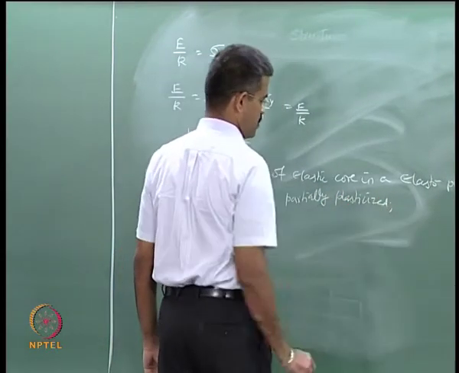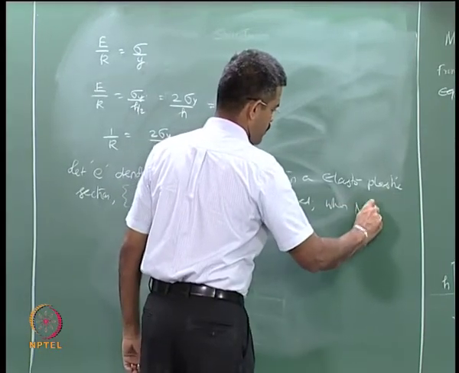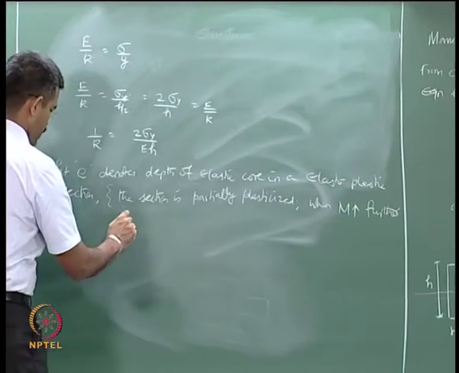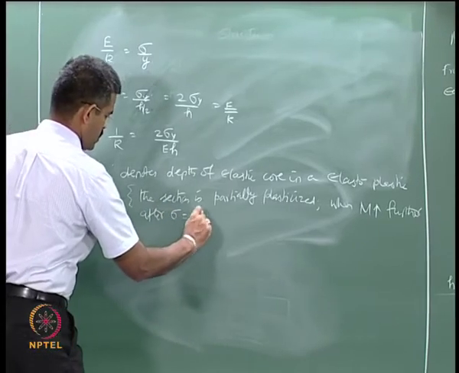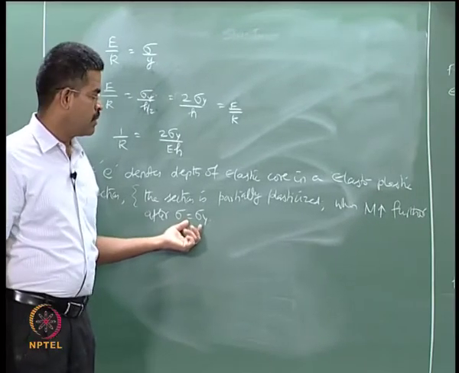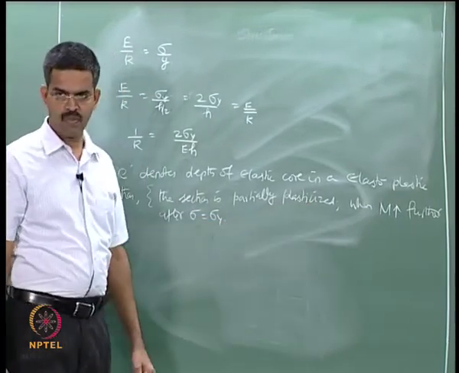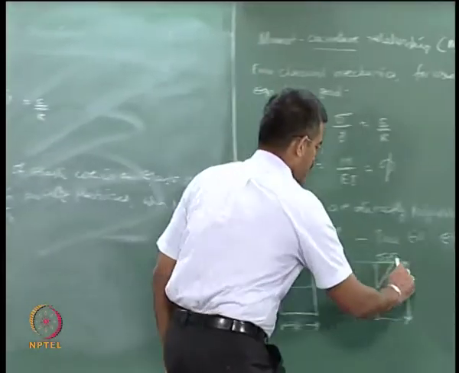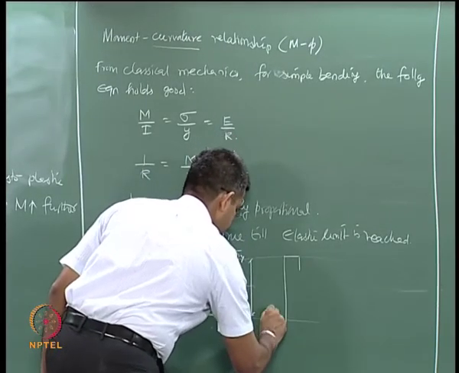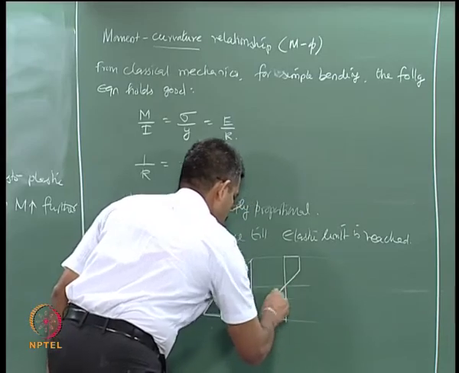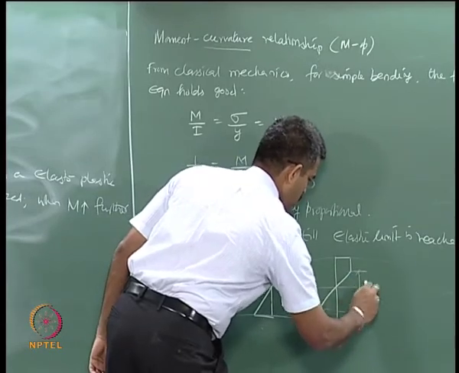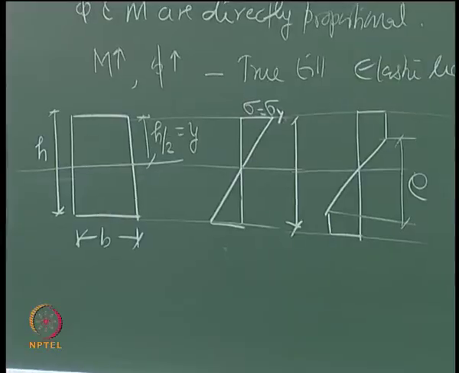And when will this happen? This will happen when M increases further after stress reaches the first yield. After the stress value reaches the first yield, plasticization will start. So, the stress strain diagram will start getting modified like this, as we saw, and this becomes what I call the depth of elastic core. This is what we have seen instead.